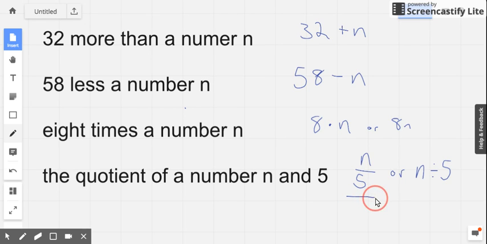This way is probably going to be most prevalent moving forward because it allows us to combine a lot of different expressions all into one. So getting used to writing them in this fraction form here is probably to your benefit.